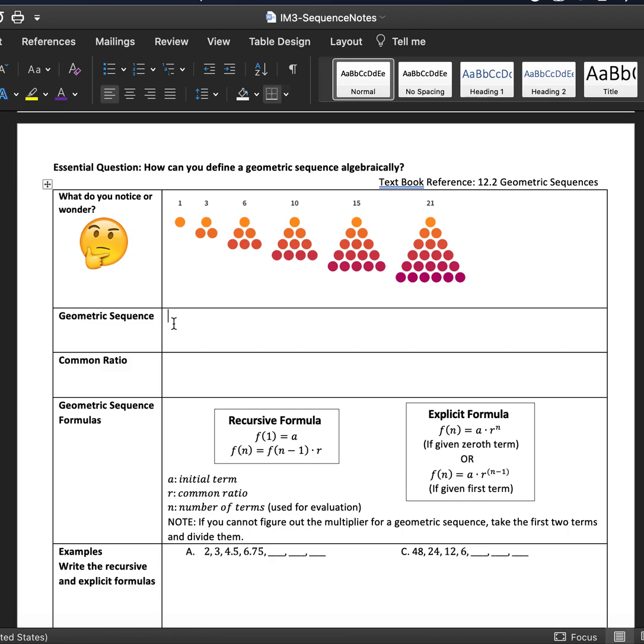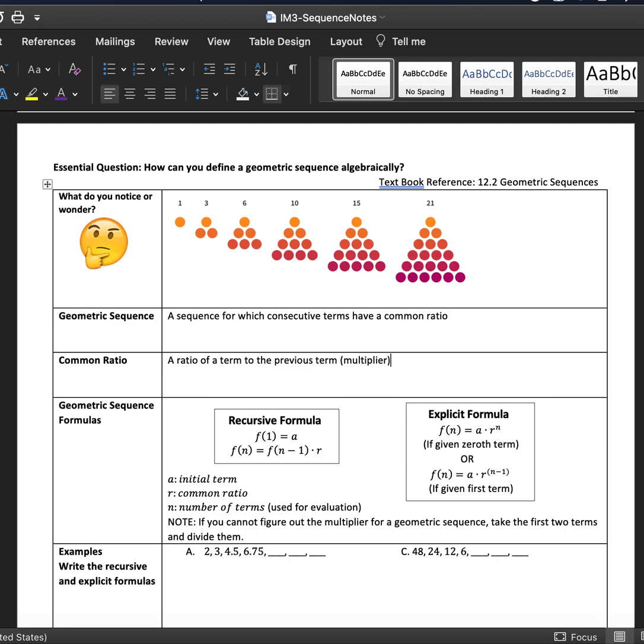Okay, so now that you're in the mindset of geometric sequences, we're going to talk about what a geometric sequence is. A geometric sequence differs from an arithmetic sequence because it is a sequence for which consecutive terms have a common ratio. So instead of a common difference, it has a common ratio. A common ratio is a ratio of a term to the previous term, or in other words, its multiplier.